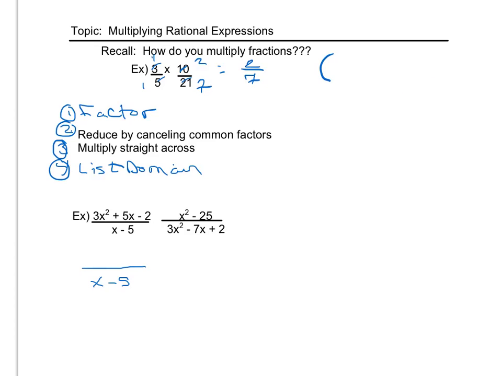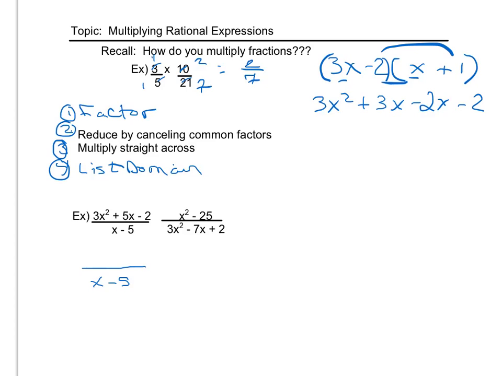So I'm going to guess that in order for my first times my first to multiply to be 3x squared, I'm going to need a 3x and an x. And I'm going to guess that in order for my last times my last to multiply to be negative 2, I'm going to need a negative 2 and a positive 1. So now when I check, 3x times x is 3x squared. 3x times 1 is 3x. Minus 2 times x is minus 2x. And minus 2. So I have the correct first, I have the correct last. However, notice my middle does not add up to 5x.